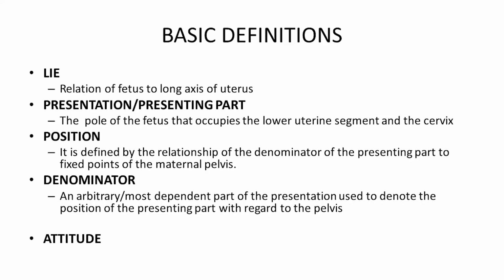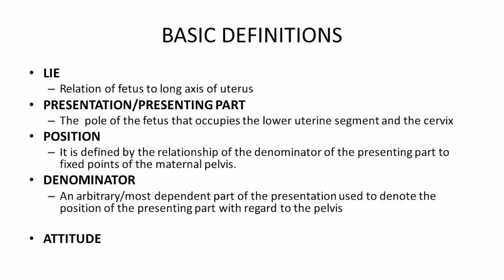But before we go to the various forms of malpresentation, we want to know some basic definitions in obstetrics as regards this lecture that will help us understand it better. The first will be lie. Lie is said to be the relation of the fetus to the longitudinal axis of the uterus. So if the longitudinal axis of the fetus is parallel to that of the uterus, the lie is said to be longitudinal. If it is at right angle to that of the uterus, it is said to be transverse lie. So we could have longitudinal lie, we could also have transverse lie.